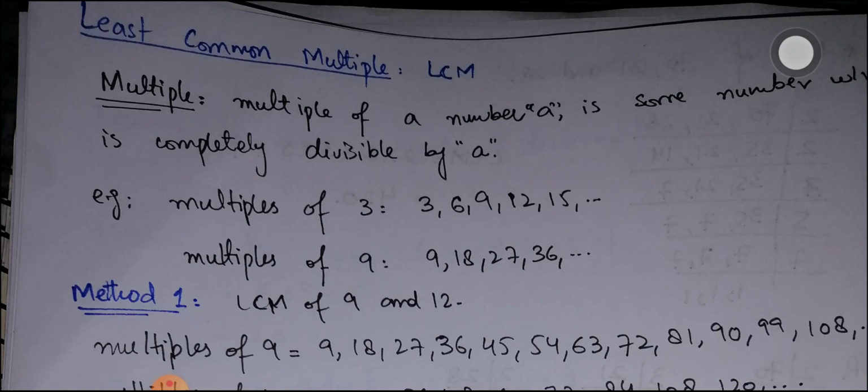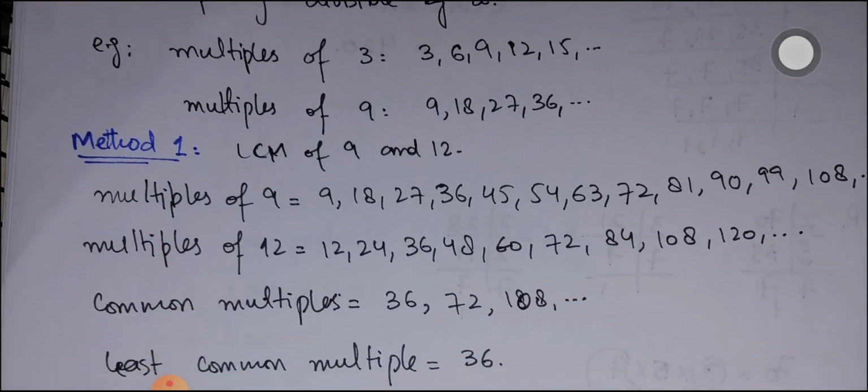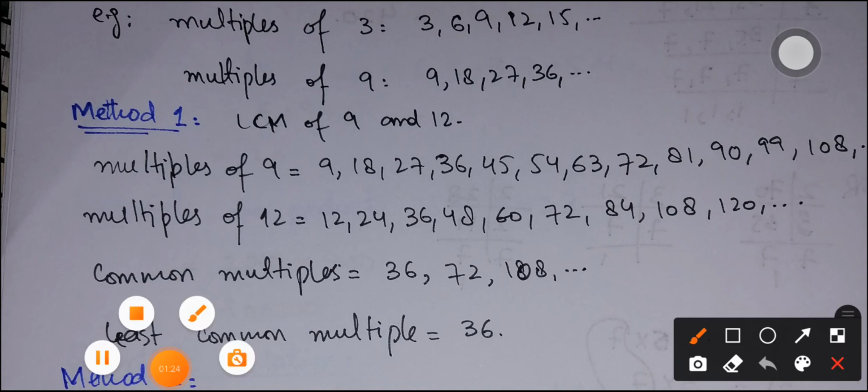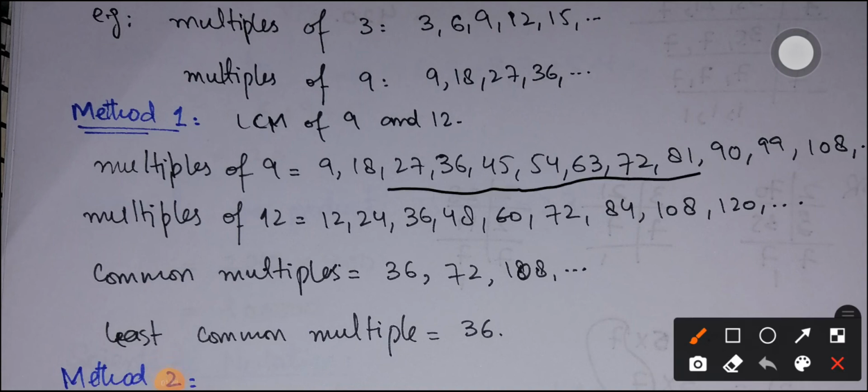So the first one, or the basic method, is that, as we discussed for the HCF too, we will write down all the multiples of the numbers, and then we will find the common multiples, and then we will choose the least common multiple. So here we have the multiples of 9, that are 9, 18, 27, 36, 45, 54, 63, 72, and so on. I have just multiplied 9 with 1, 2, 3, 4, 5, 6, 7, 8, 9, 10, 11, 12, and so on. So it means that there are infinitely many multiples for a particular number.